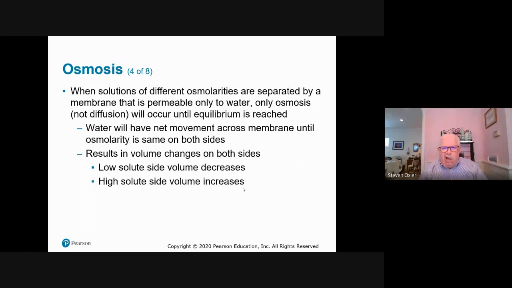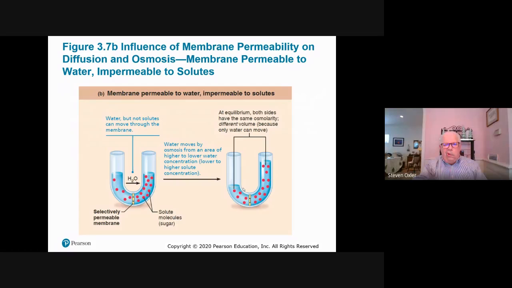Osmosis is, we're talking about water. Water will have net movement across the membrane until they are equal. That equal term is called osmolarity. You don't have to worry about that, but you need to know it goes from a higher concentration to a lower concentration, and then it will equilibrate. All right?